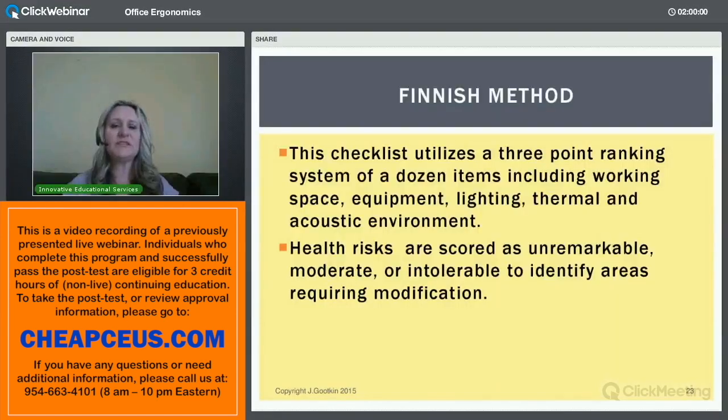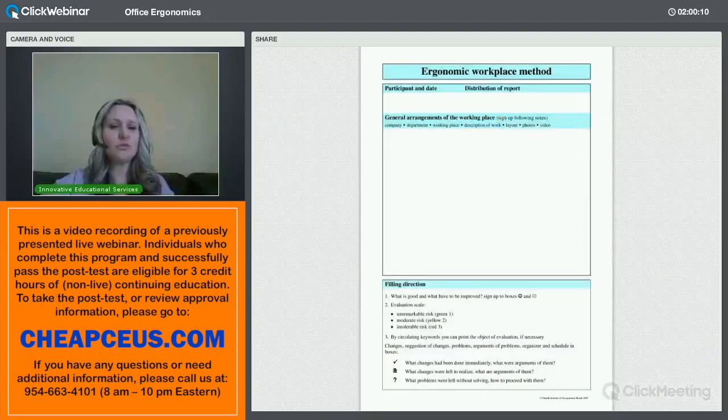So picking up now on some other assessment tools, the Finnish method, which was developed in Finland, is an assessment tool that you are more likely to utilize once you're a little more experienced in the types of assessments. I find that it was suggested to utilize this particular assessment tool when you're working with those non-traditional workspaces or when you just want to be a little more in depth with your assessments. What we do with the Finnish method is it gives you the opportunity to do more of a narrative type of format. It doesn't guide you as much.